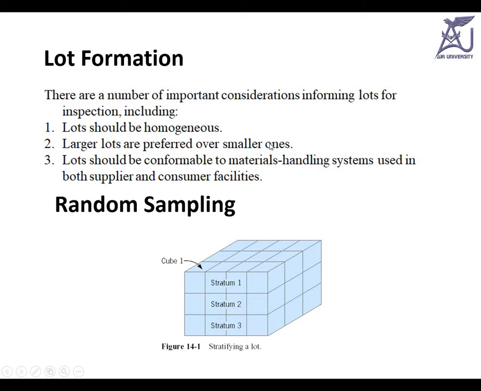Large lots are preferred over smaller ones, and the third point is that the lot should be conformable to the material handling system used in both supplier and consumer facilities. Now, how you can do random sampling is that you can allot every part a number. Maybe this is the length, this is the width, and this is the depth. So you can give some random number like length, width, and depth, and then use some software, Excel or some other software, and you can do the random sampling.